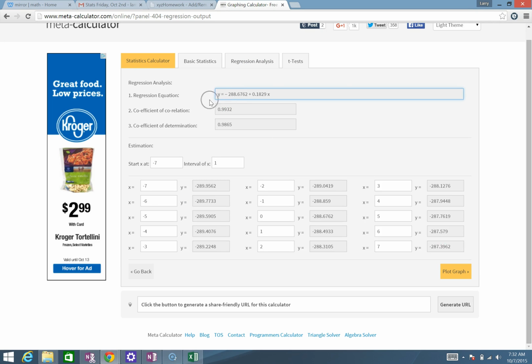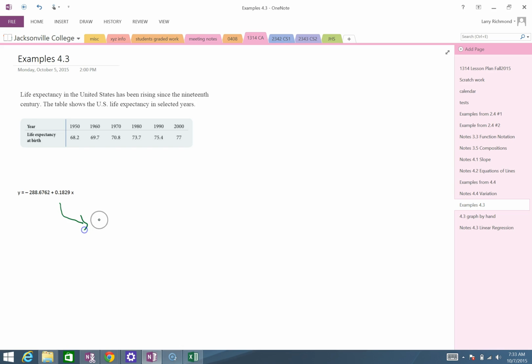And it gives you the regression equation. Y is equal to negative 288.6762 plus 0.1829x. That is our equation. This equation, y equals, I'm going to do a little rounding here, negative 289 plus, let's go with 0.18x. All right. This x is our x here, the year.